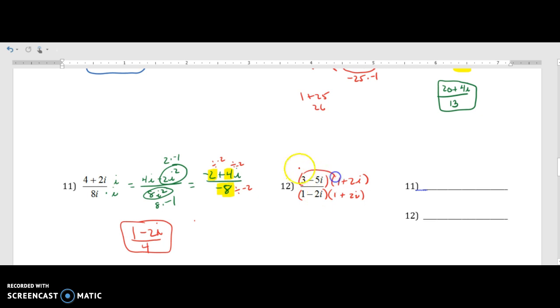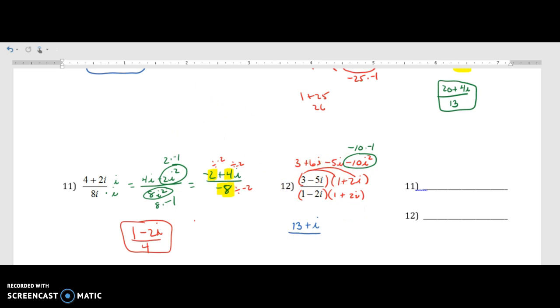That's going to give me 3 times 1 is 3. 3 times 2i is plus 6i. Negative 5i times 1 is minus 5i. And then negative 5i times 2i gives you minus 10i squared. But this can be simplified. So what does this become? Negative 10 times negative 1. So my numerator now will be 3 plus 10 is 13. 6i minus 5i is plus 1i.